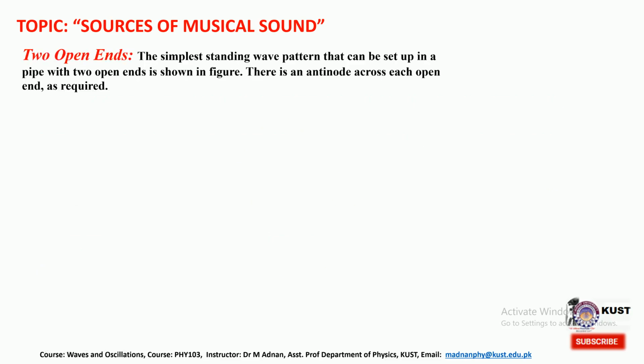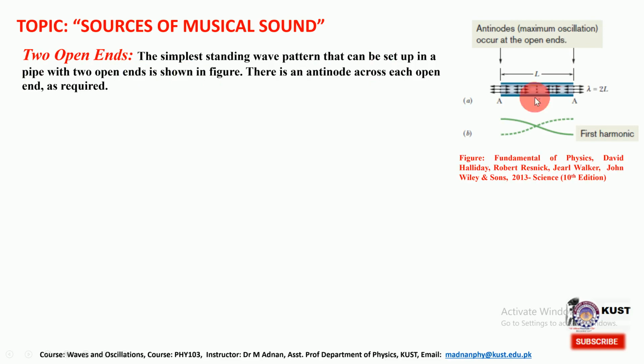Now, as I told you, we will be discussing the standing wave pattern for the acoustic mode in two ways. The first one is an organ pipe that has two open ends, such that the pipe is just hollow from inside, so that there is a medium, say air, inside, and both ends are open. Now, the simplest standing wave pattern that can be set up in a pipe with two open ends is shown in the figure.